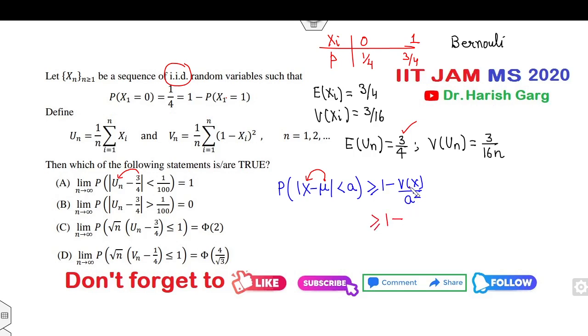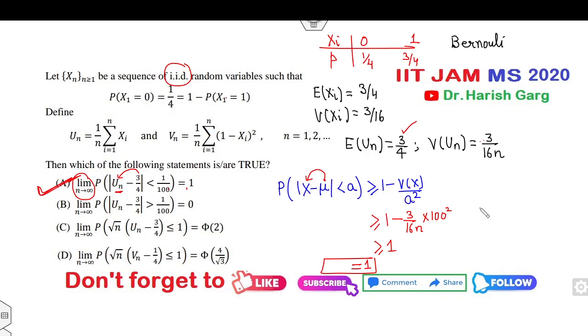This is 1 minus variance of the x's, because x is my Un. 3 over 16 into n square. So n square is my 100. Fine, 100 square. So as limit n approaches infinity, this number is my greater than or equal to 1, but probability can never be greater than 1. So the answer is 1. So yes, the first option is the correct option.